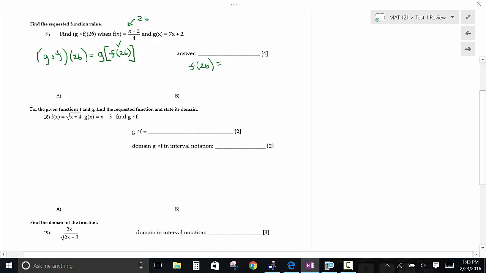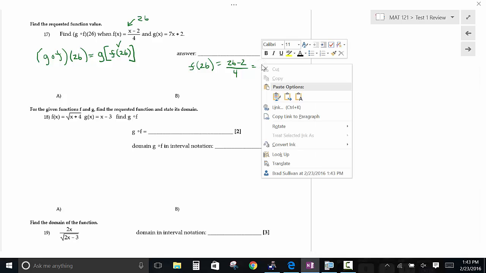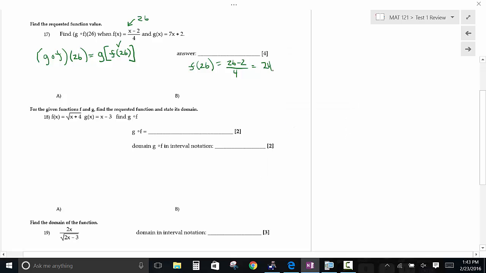Okay, so you want to just kind of do that at the side of your paper. So you're going to have 26 minus 2 over 4. So that's going to be, what is that, 24 over 4. So that's going to be equal to 6. Okay. Now what you're going to do is go back to this part of the problem. We just found that F of 26 is 6. So we just plug that in like that.